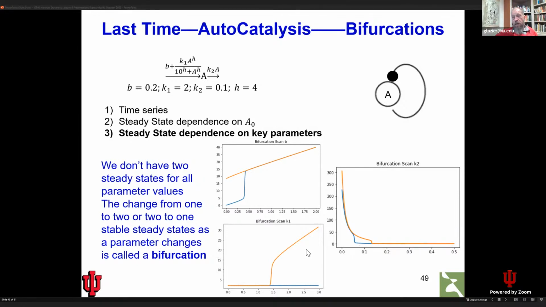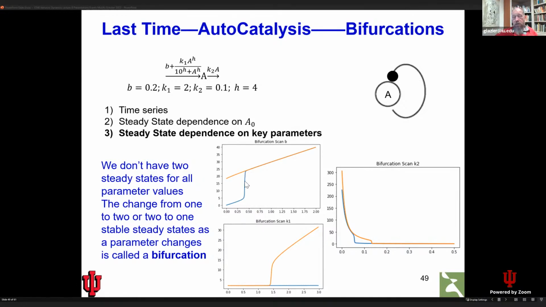And the last one was K1, which was the rate of production of our chemical. If the rate of production is too low, we get nothing. If the rate of production is high enough, then we get a high value and a low value state. And so in each one of these parameters, there are regimes in which we have two stable steady states, and regimes in which we only have one stable steady state.